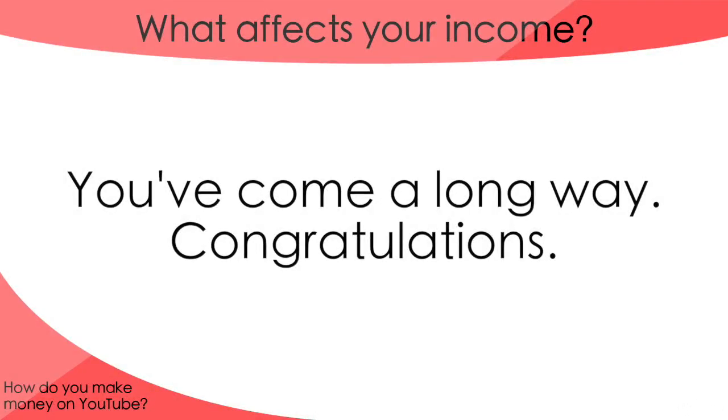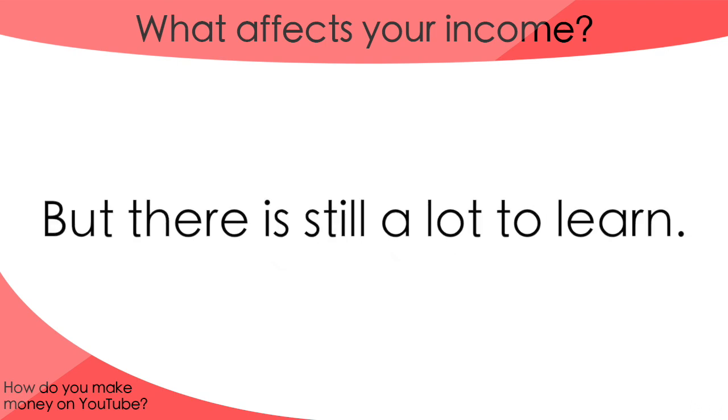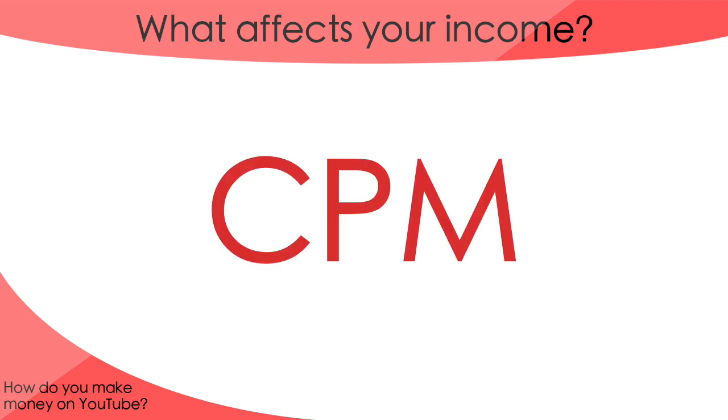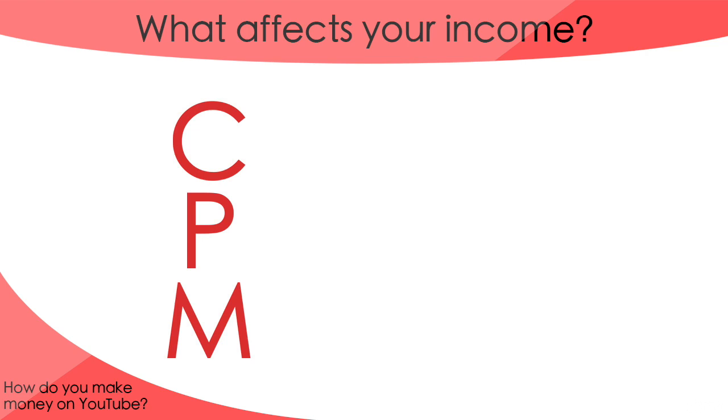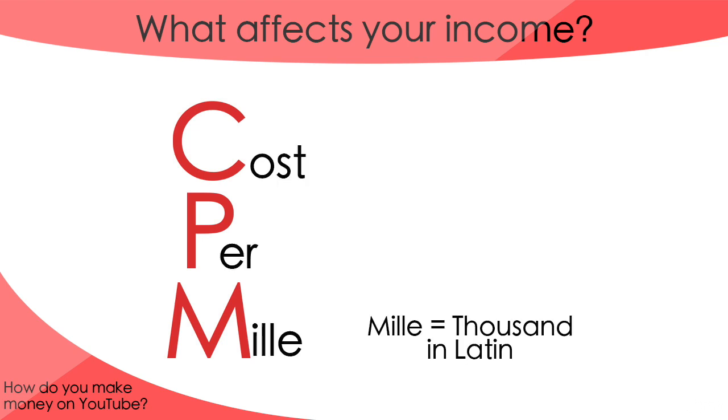Okay, so now you know how you will be getting paid based on your monetized views. In this lesson, I'll teach you how exactly your income is going to be calculated. CPM. CPM stands for cost per thousand. So the amount of money the advertiser pays Google for 1,000 views their ad gets.